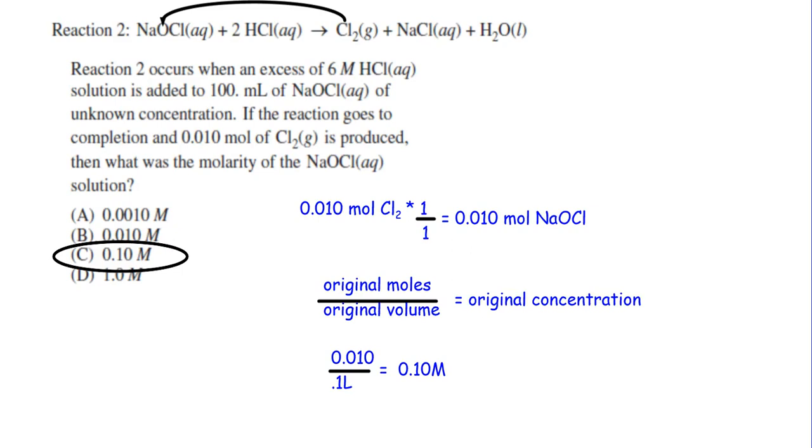Alright. There's the answer, and there's the reasoning. Okay. So, just worked backwards. All these moles used to be there. If we have 0.01 of this, then I had 0.01 of this. And if it's in that volume, then dividing the original moles by the original volume gives me my original concentration. That's an interesting problem.